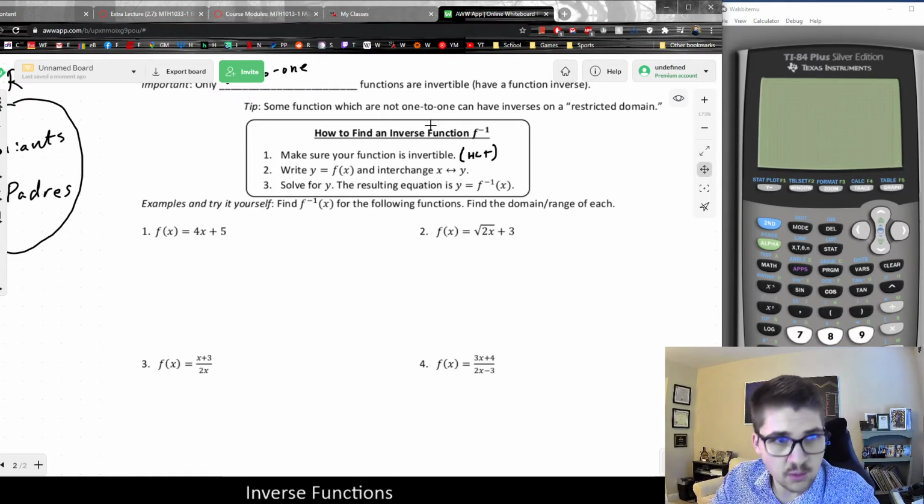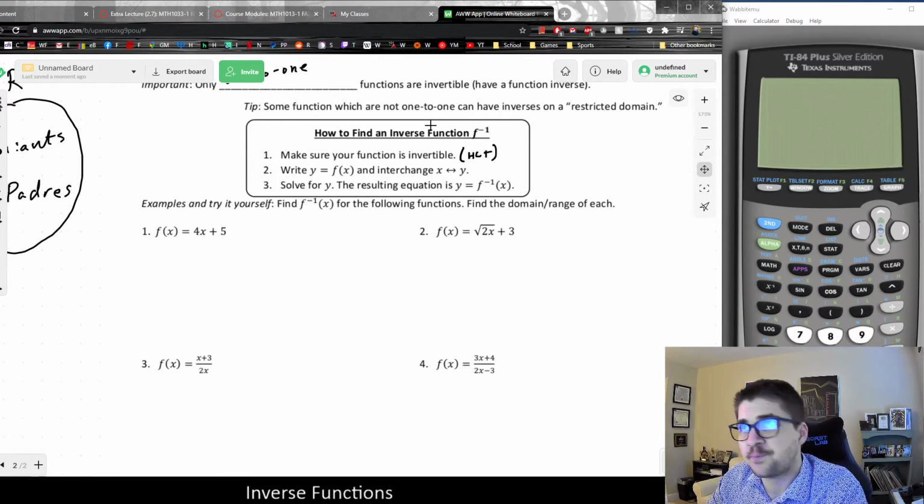Check to make sure it is one-to-one. And if it is one-to-one, we're good to go. Step two, it says to write y is equal to f of x and interchange x and y. So let's go ahead and do it for the first example below.